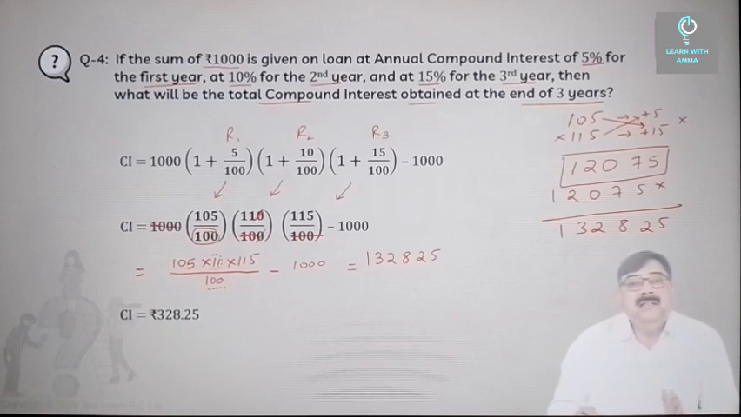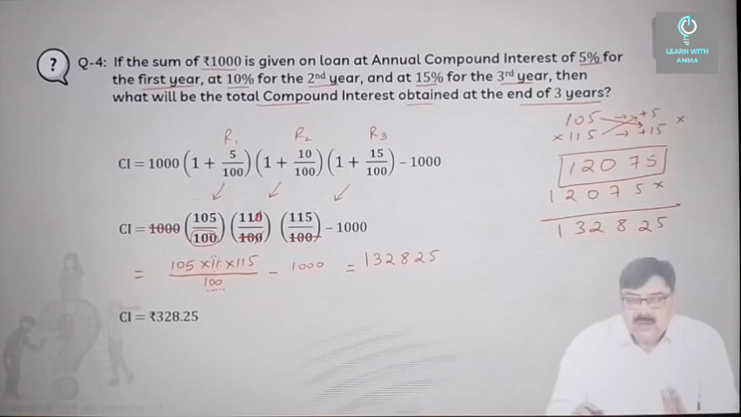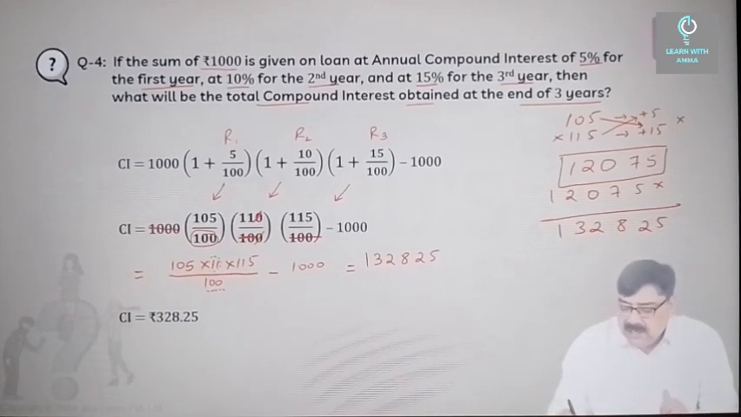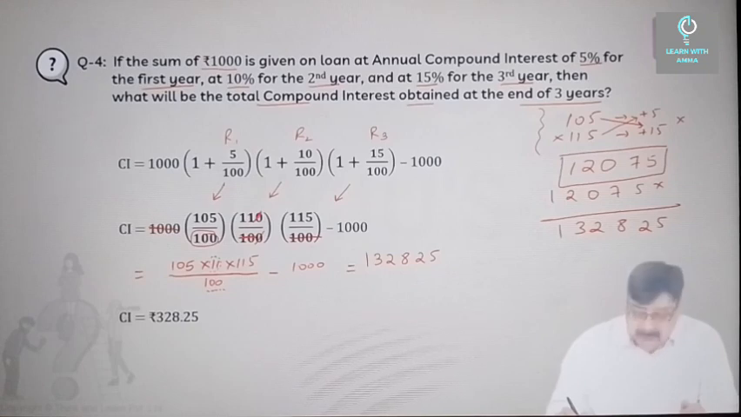See, in compound interest, you need to be good at calculations, because that's exactly where you will get stuck, and that's where your time will get wasted. So my suggestion is make use of these speed math tricks so that your calculations are much faster and you are arriving at the answer in no time.